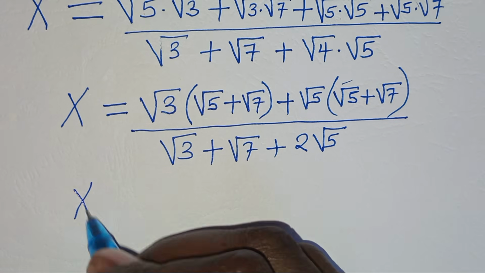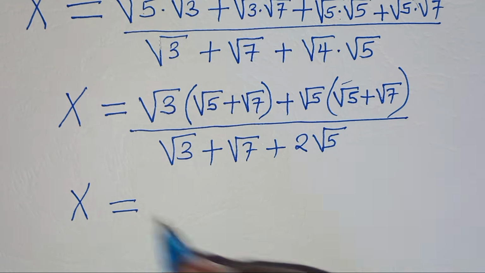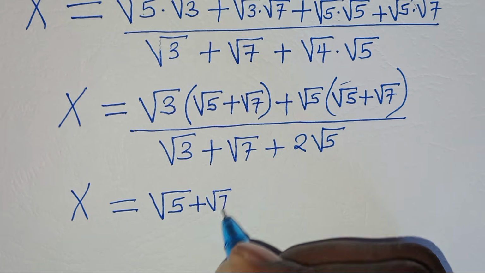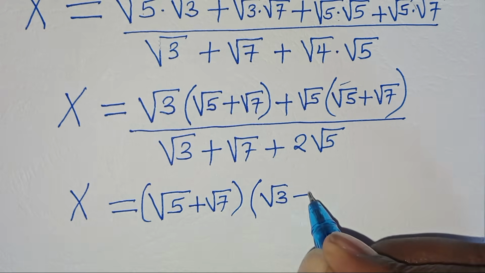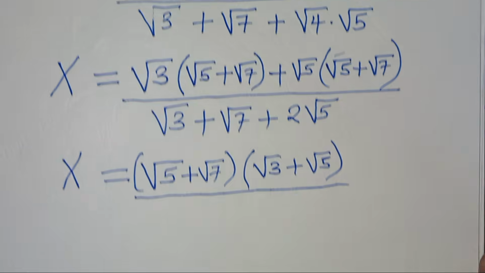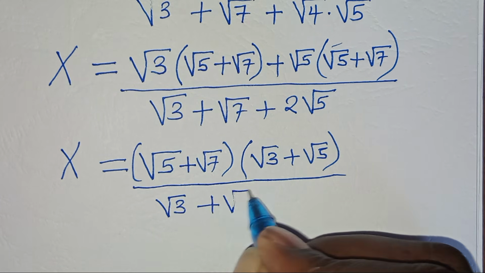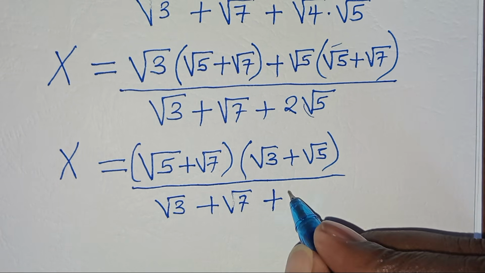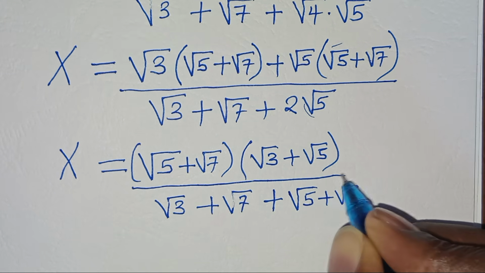The next step is that we have x is equal to, now square root of 5 plus square root of 7 is common here, so we can factor out square root of 5 plus square root of 7. Then we have square root of 3 plus square root of 5. Everything here divided by square root of 3 plus square root of 7. Then plus, now 2 square root of 5. This is the same thing as square root of 5 plus square root of 5.